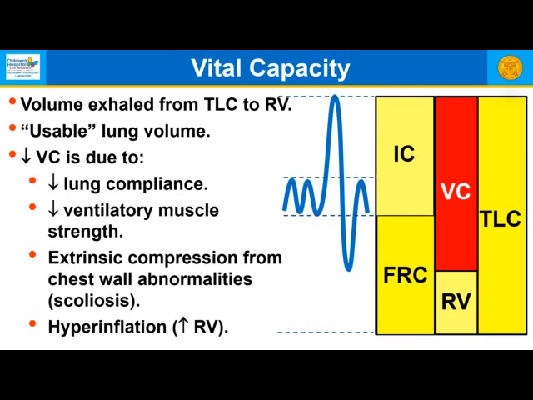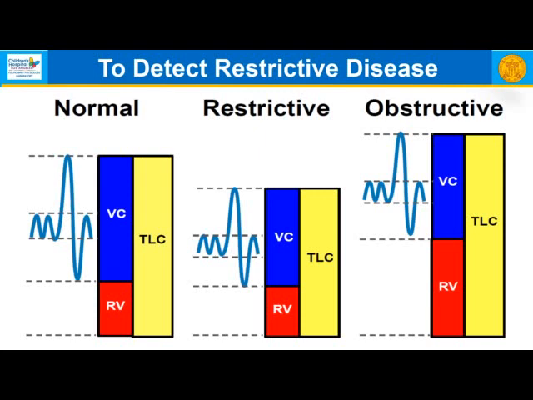Now, a decreased vital capacity is due to the same three things that decrease total lung capacity: parenchymal lung disease, that is stiff lungs, decreased compliance; decreased ventilatory muscle strength; extrinsic compression from chest wall anomalies, the most common being scoliosis; and hyperinflation. We talked about this a little bit in mechanics. We'll revisit it. This can increase the residual volume, which will decrease vital capacity. To detect restrictive disease, if we look at a normal situation here, the blue is vital capacity. Restrictive disease is going to be decreased, as is total lung capacity.